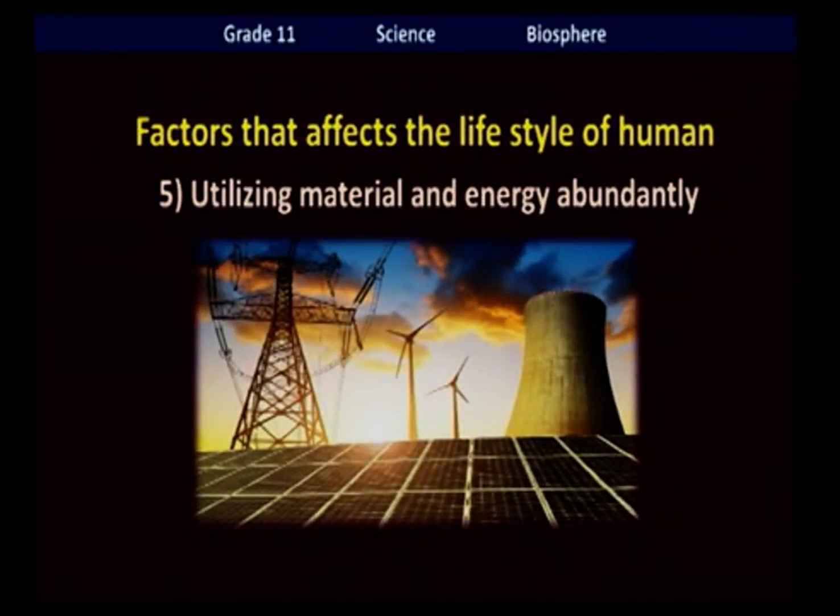Next one, utilizing materials and energy abundantly. Due to industrialization, energy demand increases. So the number of coal power stations, nuclear power stations and thermal power stations increases. More materials and more energy are utilized to supply the increasing demand for goods and services by the people.